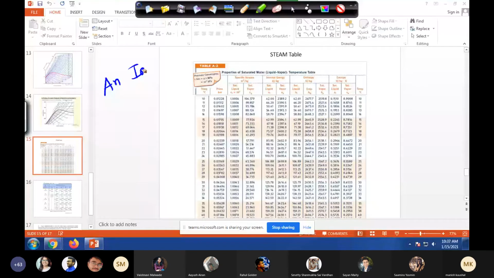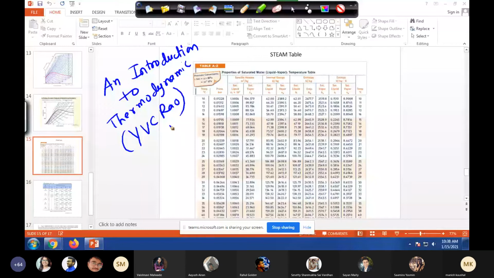An Introduction to Thermodynamics by YVC Rao. This is for my part. For Professor Gargi Das's part, Chemical Engineering Thermodynamics, YVC Rao. By the way, there is no set rule that you should follow this book or that book. There are so many nice books on this topic that you can follow any book. The ultimate goal should be that you understand the concept. And this steam table is available in all such books.